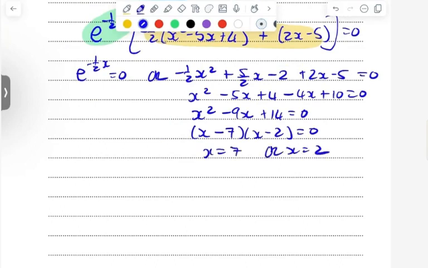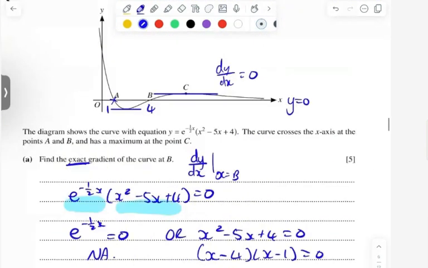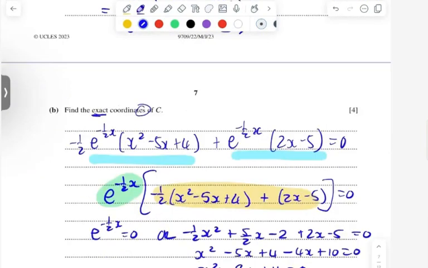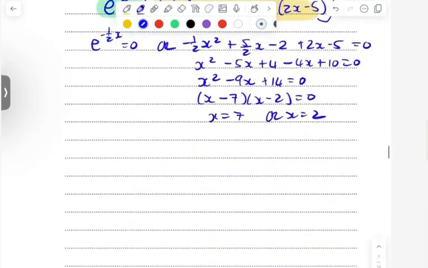Okay, so I've got 2 points where I have a stationary point. In this case, it's either 7 or 2. Does that make sense? Yes, absolutely, because we expect there to be a stationary point somewhere between here. And then our 7 is obviously going to be where C is. They say find the exact coordinates of C, so they want the x and the y coordinate. Therefore, x is equal to 7.